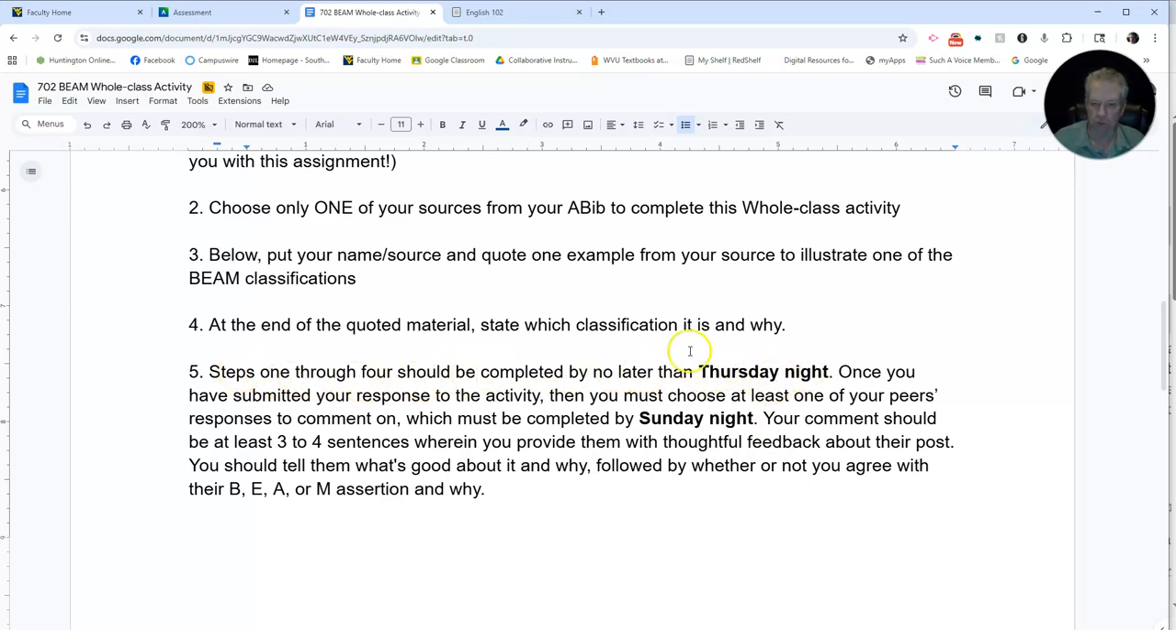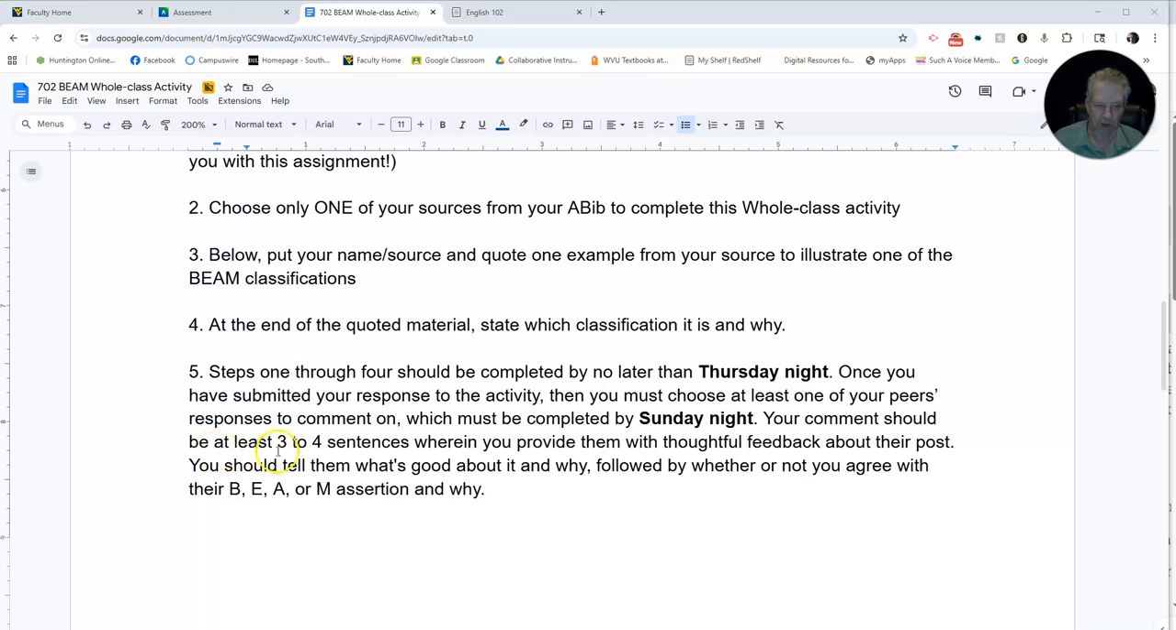As always, you have two due dates. Your initial post should be due no later than Thursday midnight. Then once you have posted yours, you should go down through the list below and find one of your peers' responses to comment on. Then by Sunday, you will write a comment to that one peer. You don't have to do this to two peers, just one. So after you've posted your own, sometime between Thursday and Sunday night you'll find one of your peers' posts that you think is interesting and you'd like to talk about.